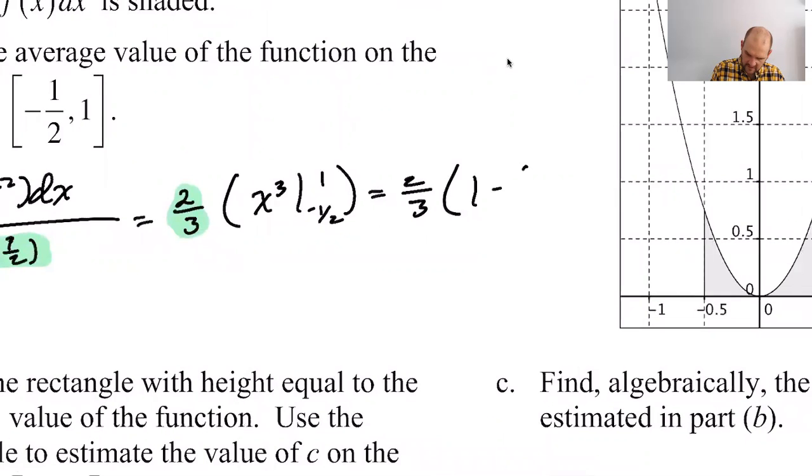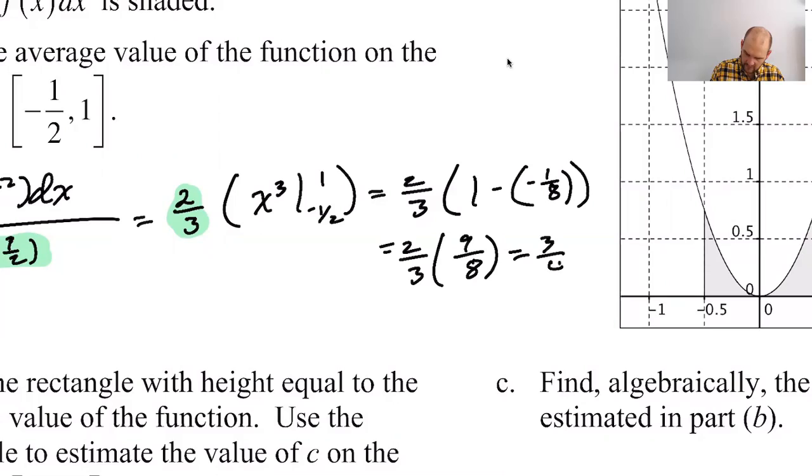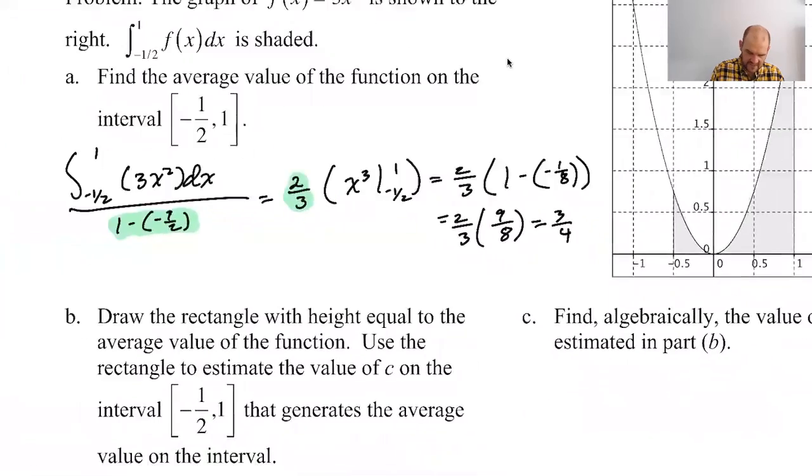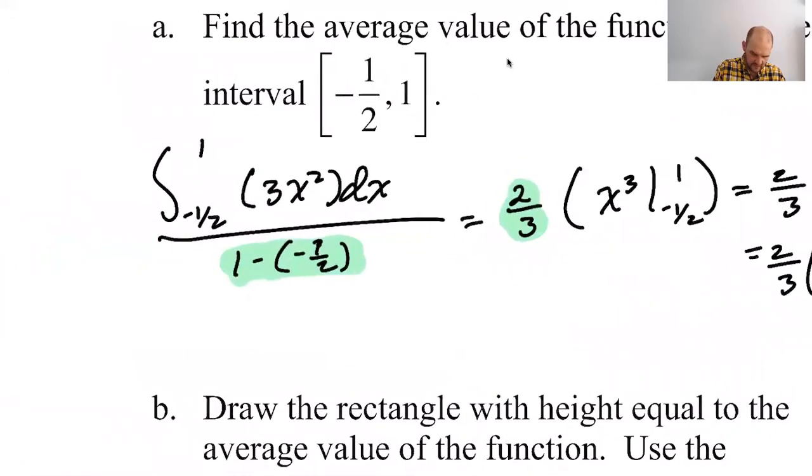And then minus -1/2 cubed is -1/8. So we get 2/3 of 9/8, which is 3/4. Okay, so this is the average y value, which I almost never denote in any way. That's the average y value.